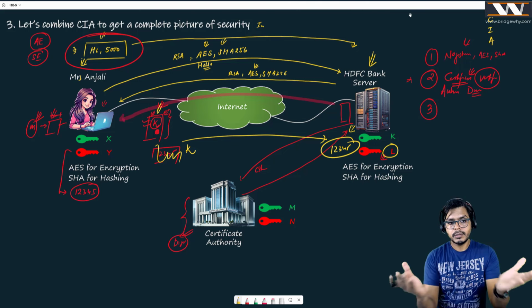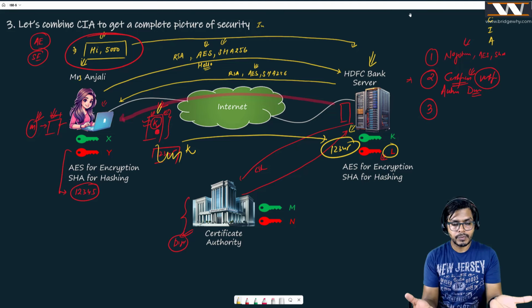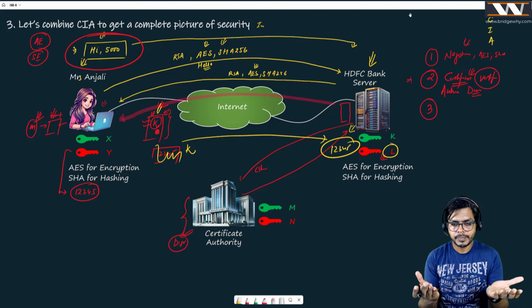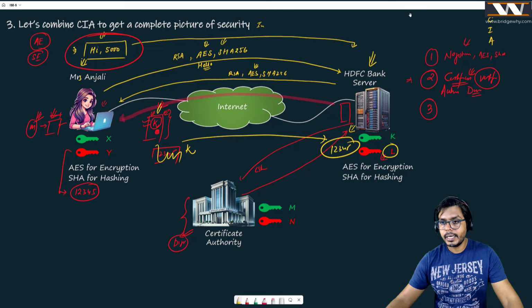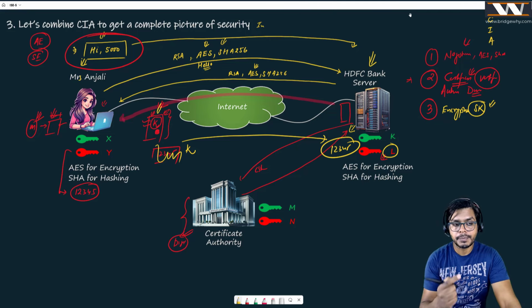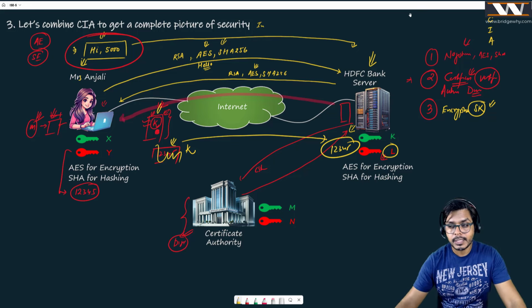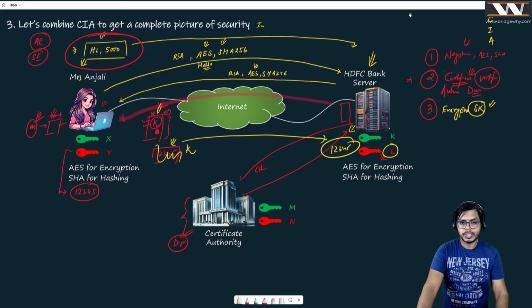HDFC bank server is going to open it using the private key, and it is going to get this key, 12345. Now, both parties have the same symmetric key. They can do the encryption using the symmetric key. But to enable this symmetric key encryption, in the first place, we are using asymmetric key encryption to send this symmetric key. Just try to understand the previous statement.